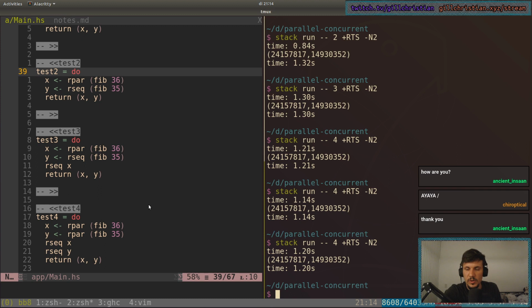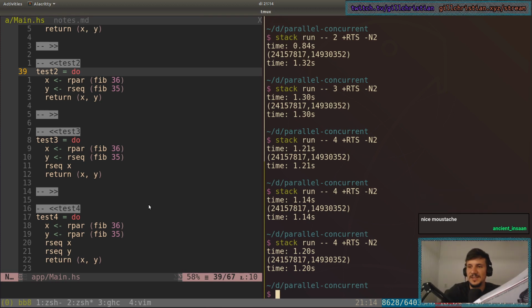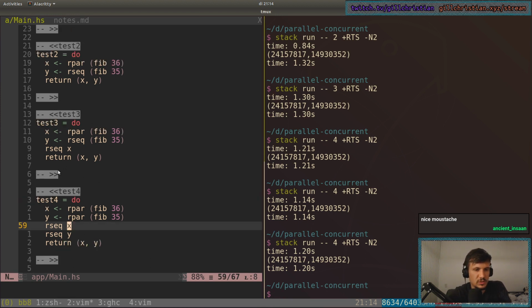So we are going through the parallel and concurrent programming book, just the beginning, checking how the eval monad works. Okay, so this one was the part rsec.